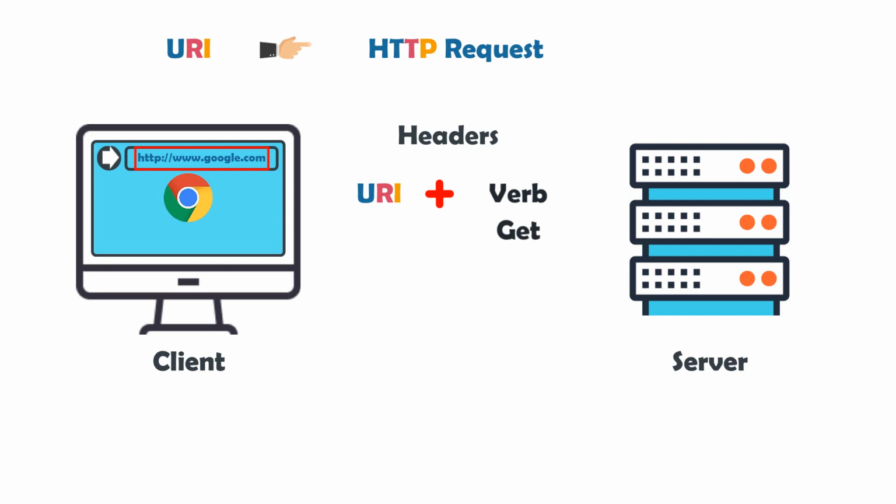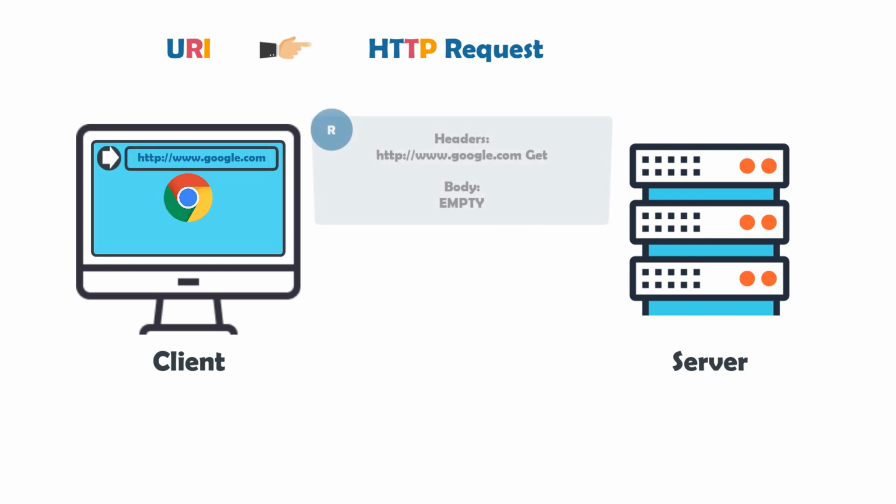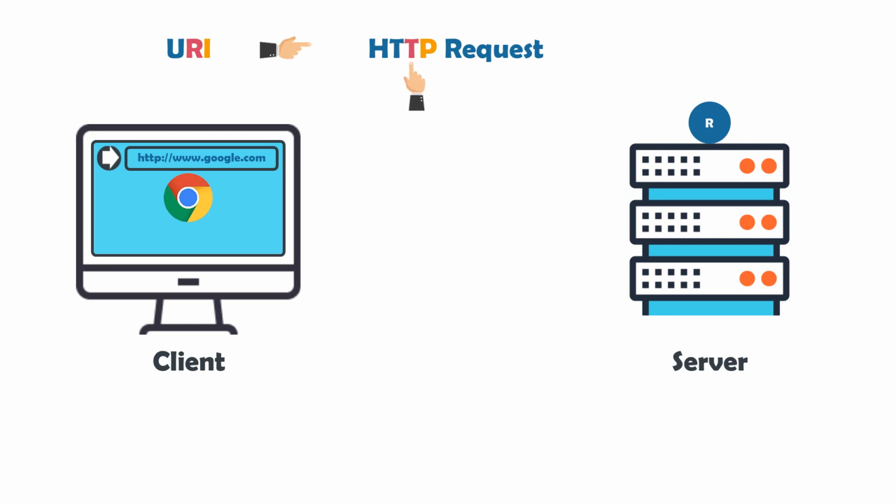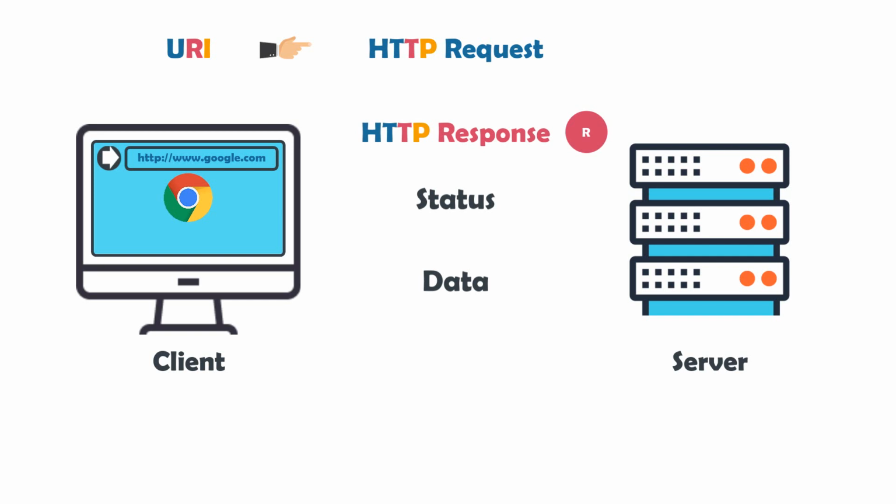So the HTTP request looks like this. Headers consist of URI and get. Body is empty. This request is sent to the server. That happens on the basis of the protocol. That is the task of the second T in HTTP, which stands for transfer. The server interprets the request and searches for the files. Then the server sends the status of the search and the data to the website in the form of an HTTP response.